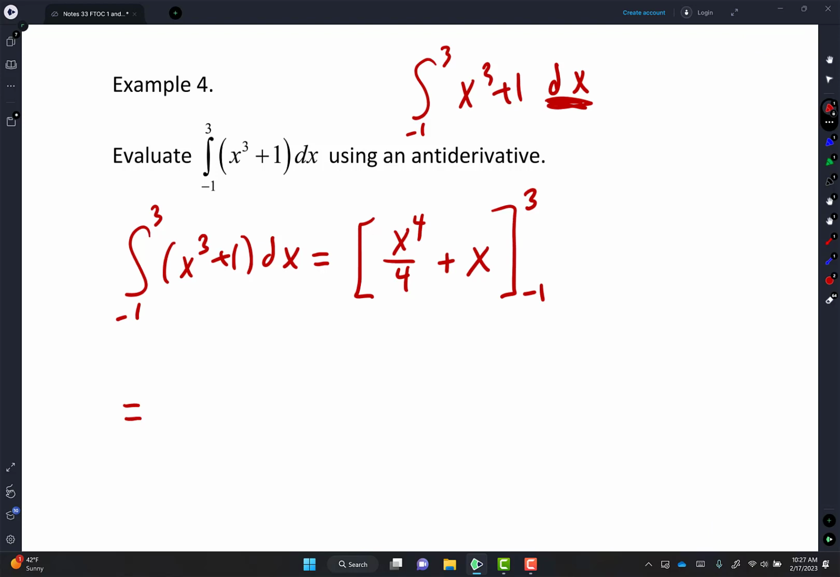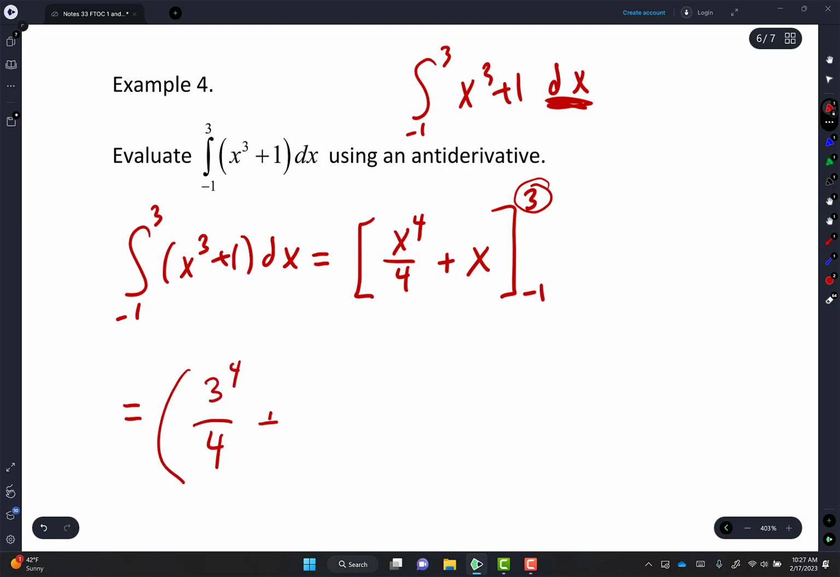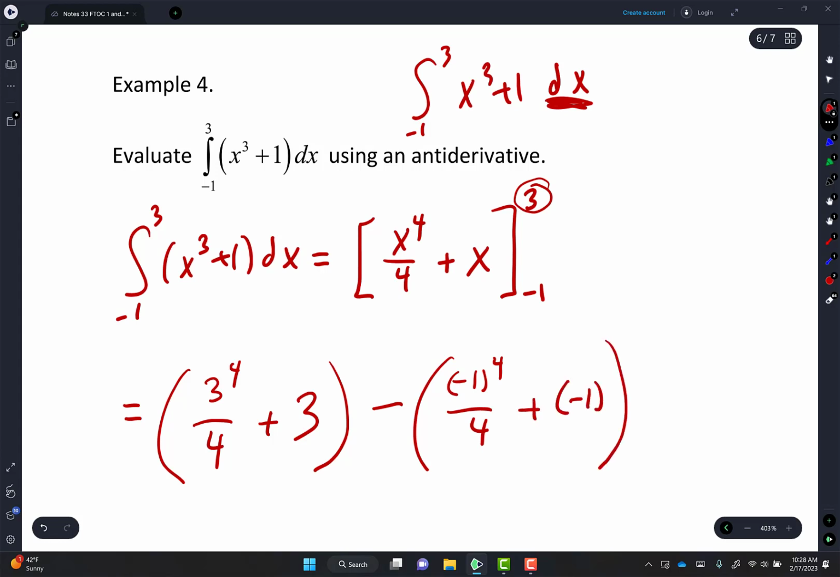When I say upper, I'm going to plug in a 3 wherever there's an x. So giant parenthesis, 3 to the 4th over 4 plus 3, close giant parenthesis. You're not done yet. You've got to do the minus lower, right? Minus, open another giant parenthesis, negative 1 to the 4th over 4 plus negative 1. Close giant parenthesis. Everyone see what we did? Okay. Cool or not cool?